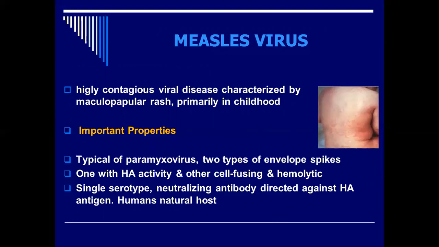And the neutralizing antibodies that are produced in the body are directed against the hemagglutinin antigen, which is present on the spike of the measles virus. The natural host for these measles viruses is humans.